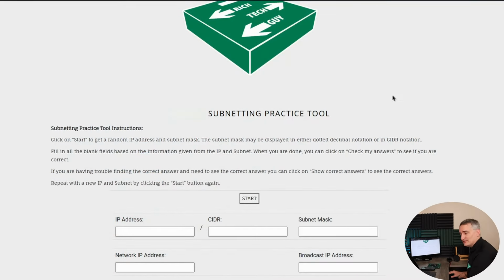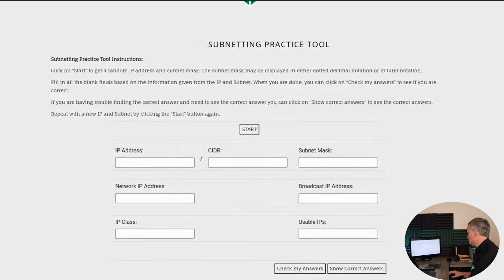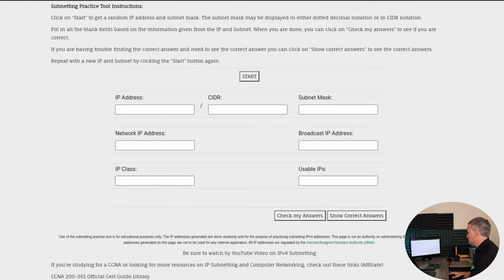Okay, so this is the subnetting practice tool that I have created. I've written some instructions here, and the way this tool works is we are going to click on the start button here, and it's going to display an IP address and a subnet mask. And now you need to fill in the rest of the fields based off of all of the information that I have covered so far in this video.